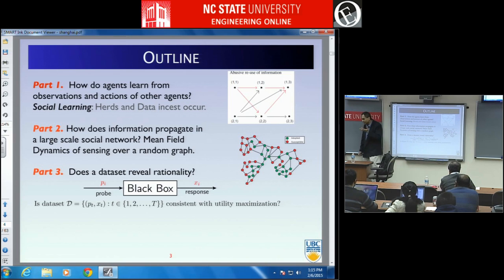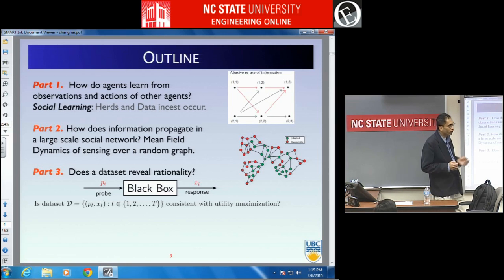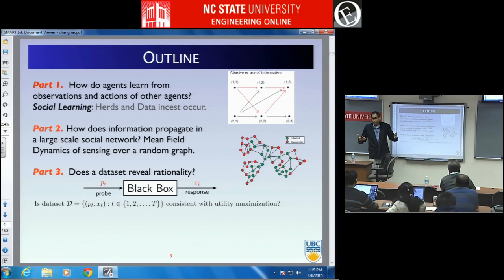Actually, you can see that's a pretty deep philosophical question, because normally in electrical engineering, what we do is the reverse. We have an optimization problem, we optimize the hell out of it and get an answer. Here we're doing the reverse. We're looking at an output, and we're asking, is this output the result of optimizing a utility function? And the answer is yes, you can answer this question.